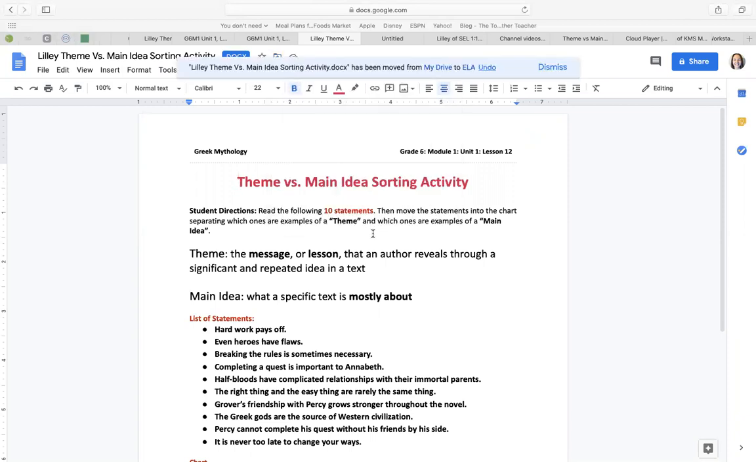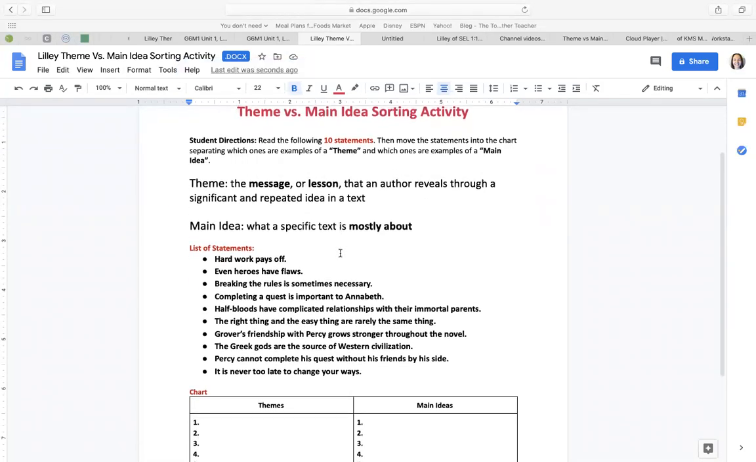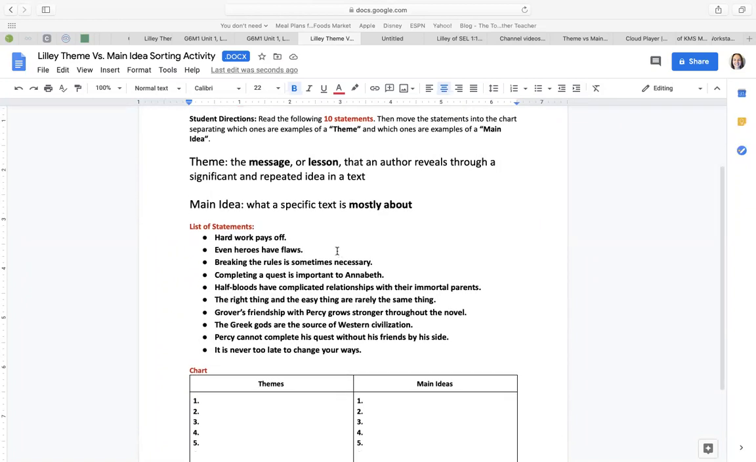We're not turning in this assignment. This is just for notes. So our directions say, read the following 10 statements, then move the statements into the chart, separating which ones are examples of a theme and which ones are examples of a main idea. A theme, remember, is the message or a lesson that an author reveals through a significant and repeated idea in the text. And a main idea is what a specific text is mostly about.